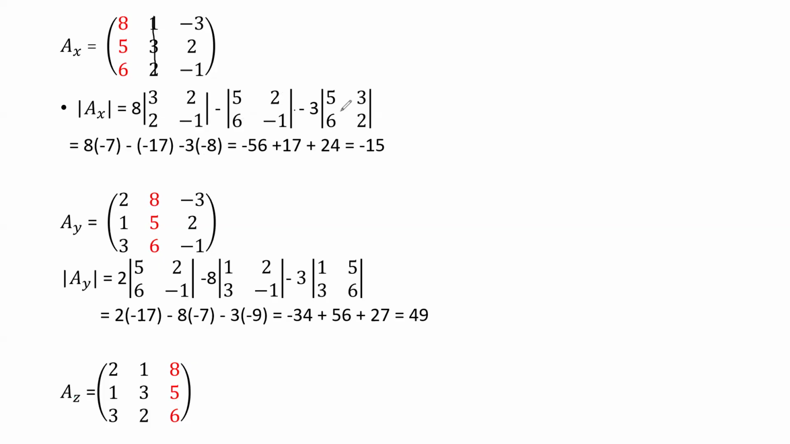Okay, we have minus 3 here. When we go here, 2 times 5 is 10, minus 6 times 3 is 18. So 10 minus 18, you get minus 8. And when you simplify all this, it will give you minus 15. Are you okay with that? Yes, sir. So that's the determinant of AX.